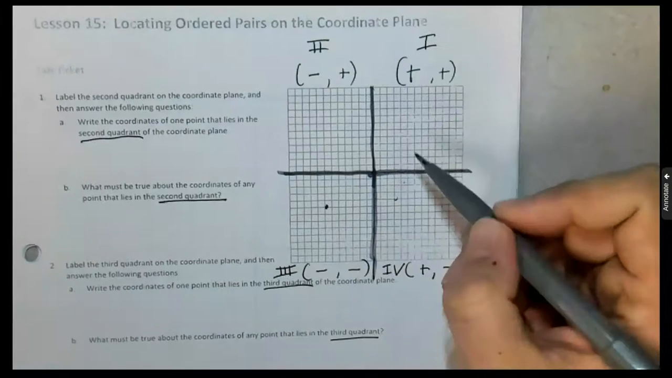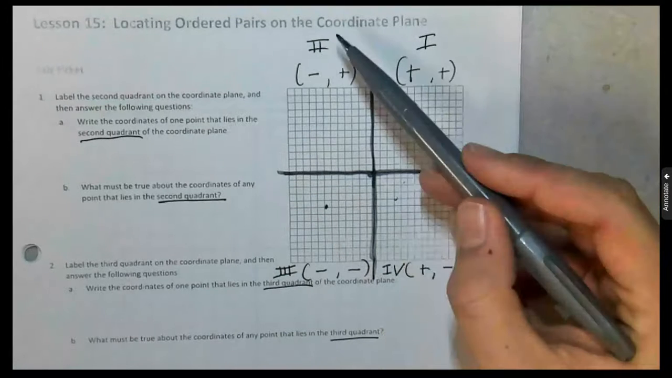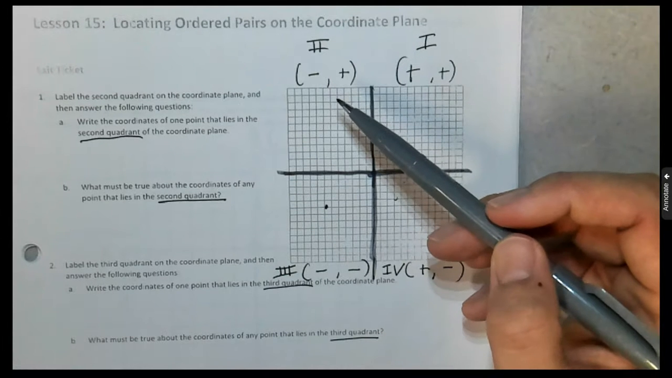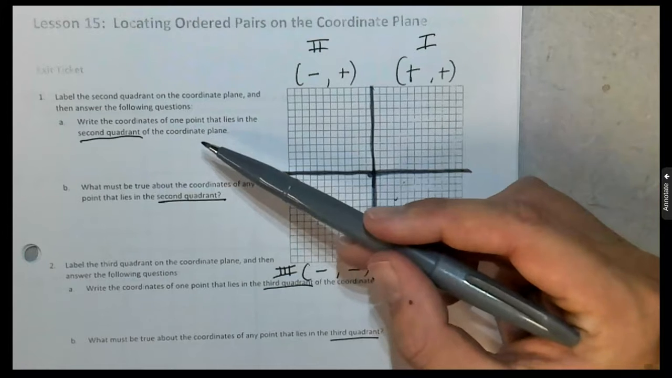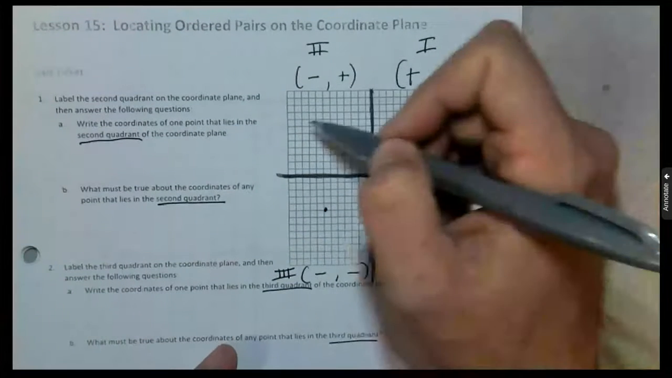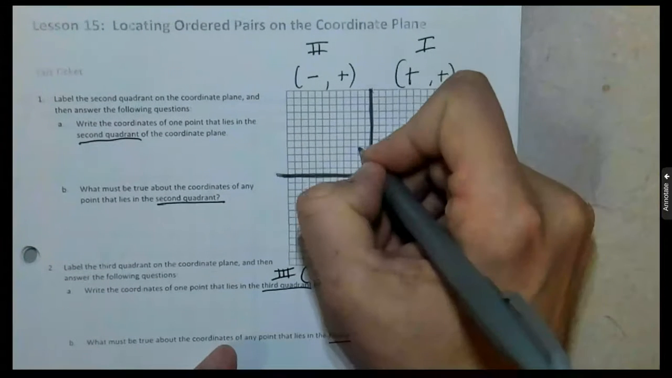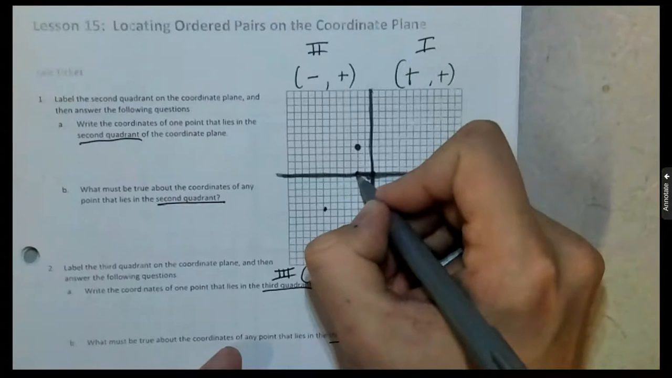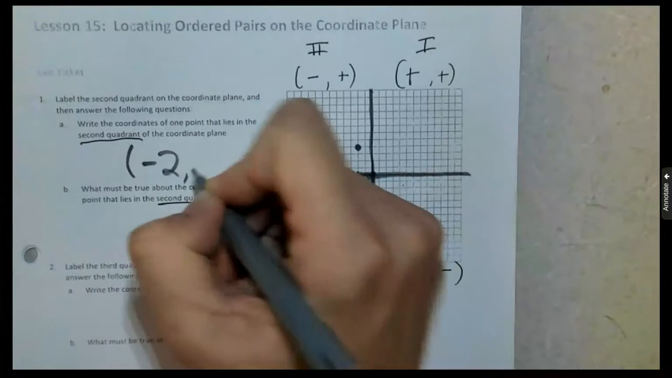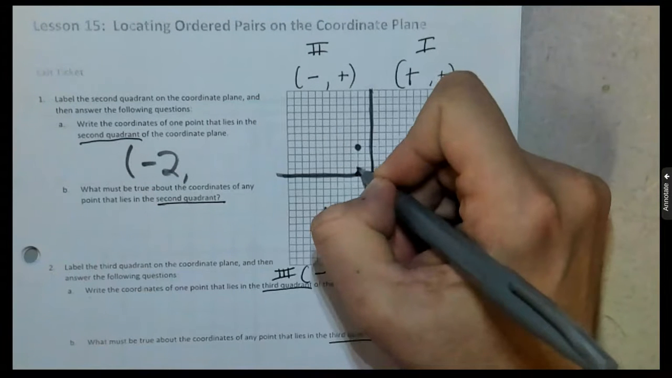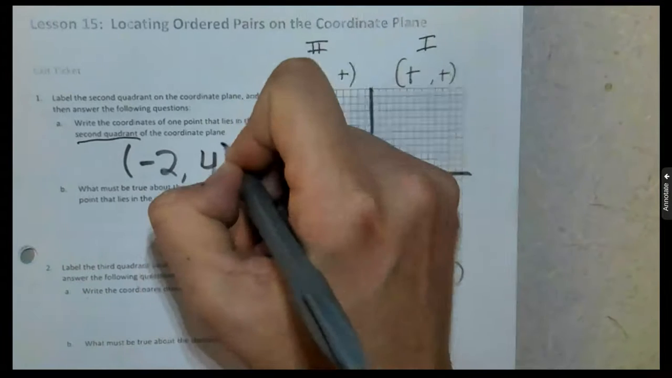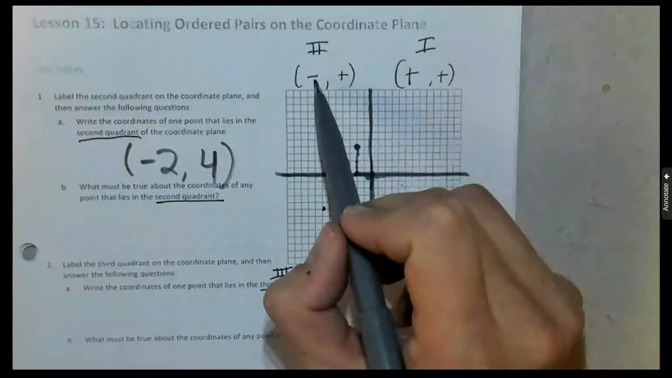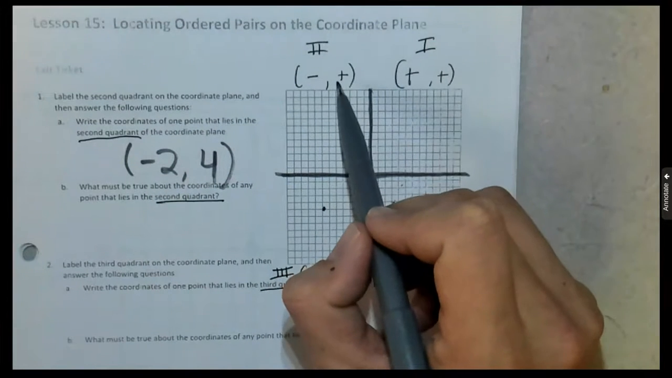All right, so label second quadrant in coordinate plane, which I already did here, and then answer the following questions. Write the coordinates of one point that lies in the second quadrant of the coordinate plane. That could be anything right in here. So let's just make it easy. Put it right there. You've gone back 2 from the origin, so -2, and you're going up 1, 2, 3, 4 spots. All right. So -2, +4. Just like it says, the first number will be negative and the second will be positive.